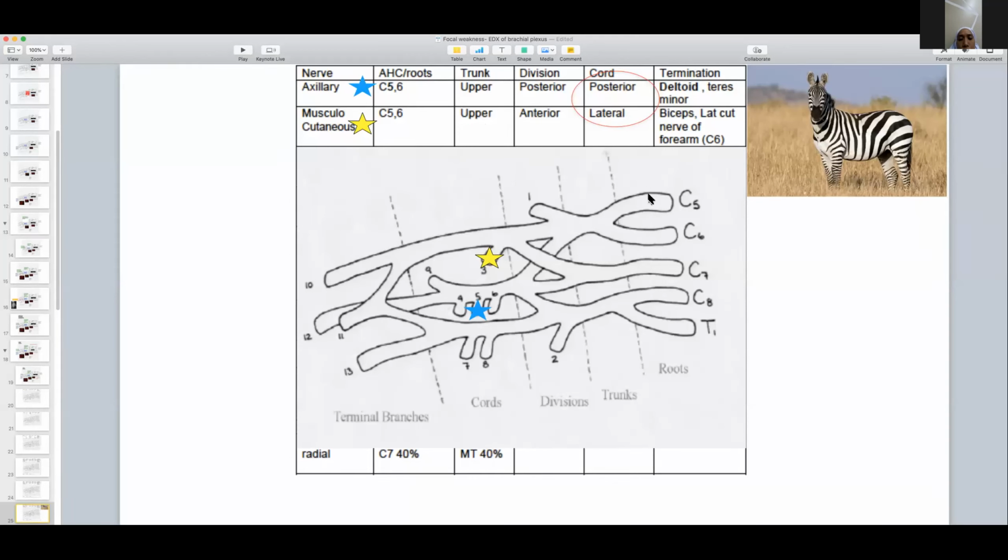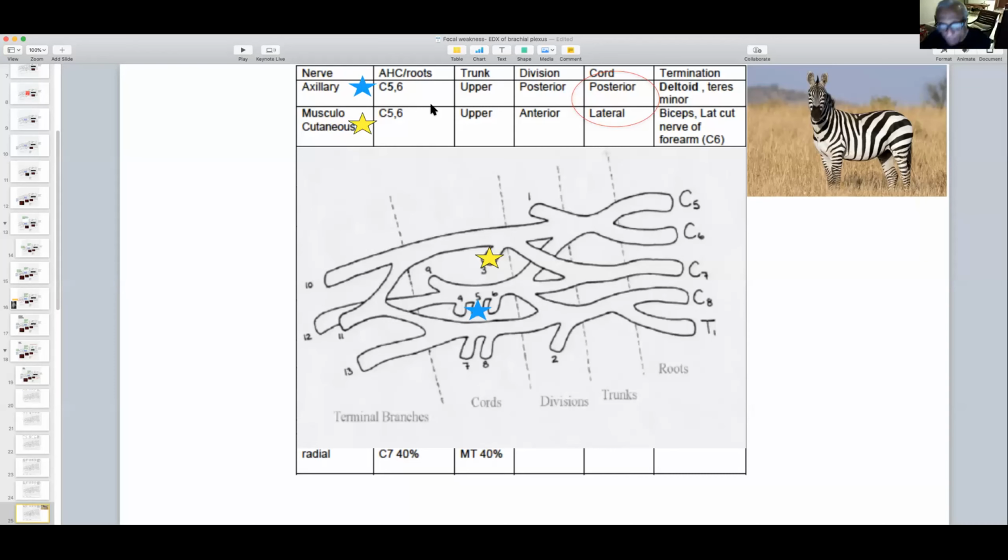It is traveling through both the upper trunk and the middle trunk. But then, unlike the musculocutaneous or axillary nerve, it goes up to the lateral cord and ends up in the median nerve. So if you want to differentiate, again, a middle trunk problem, for example, or a C7 problem from axillary nerve, C5, C6 or upper trunk problem, then the muscle that you want to go for is the pronator teres.